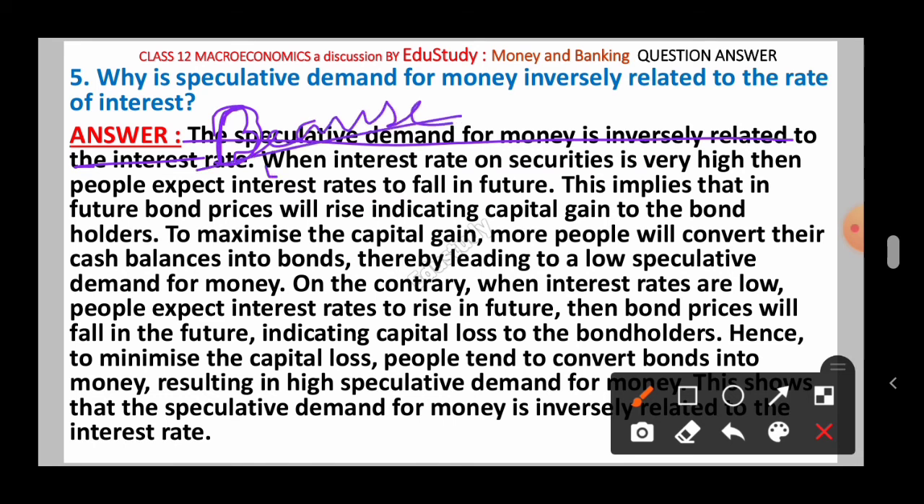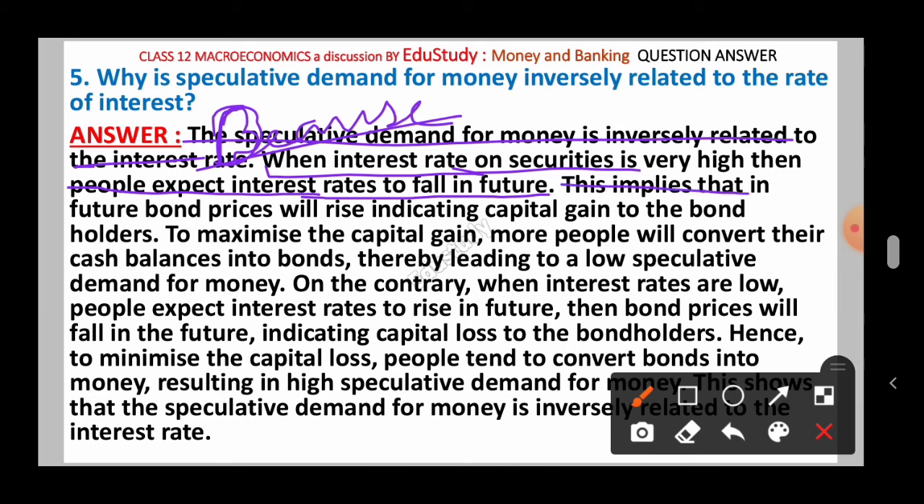Then you have to write: because when interest rate on security is high, then people expect interest rate to fall in future. Interest rate on security, if it is high, then people will expect that it will fall in future. That means whatever the interest rate is high in the present, that will fall in the future.